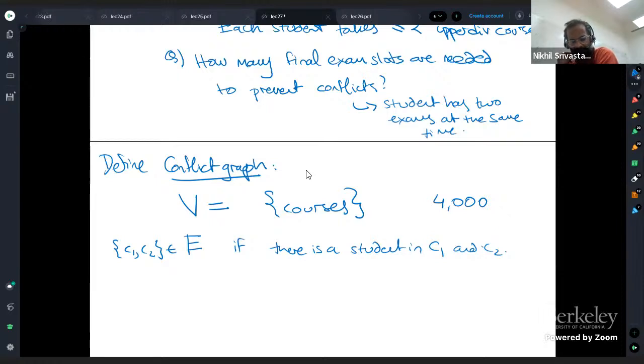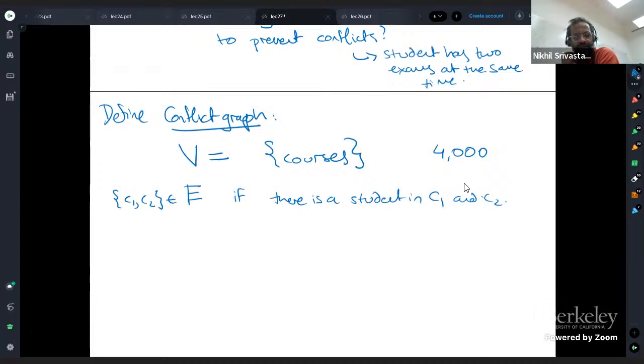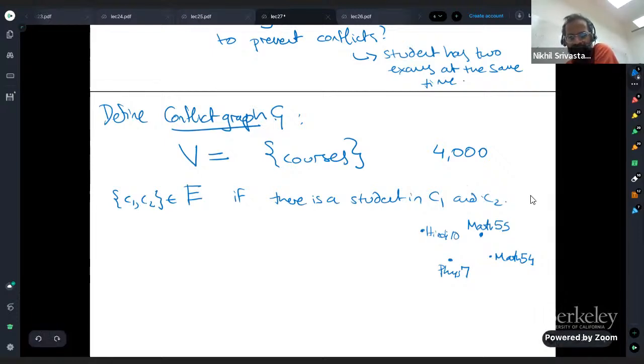So now the thing to observe is, if you have a K coloring of this graph, then that gives you a selection of final exam slots. Okay, so this graph is G, let's call it. So for example, the vertices are like Math 55, Math 54, and then maybe some other course. I don't know what other courses are offered here. I'm guessing, like Physics 7, and then I don't know, maybe there's like Hindi 10 or something, right? So I'm going to put an edge whenever there's a student who's in both courses.